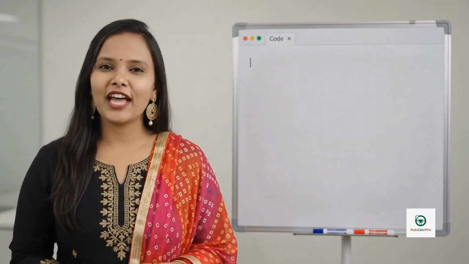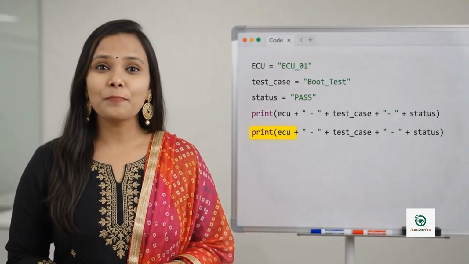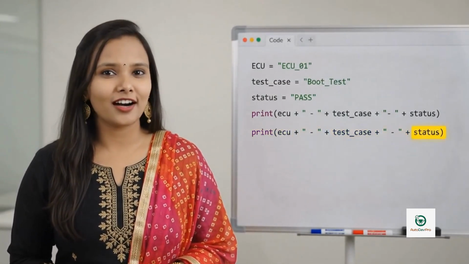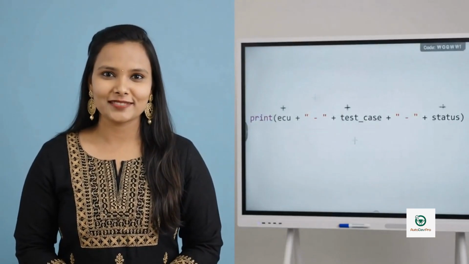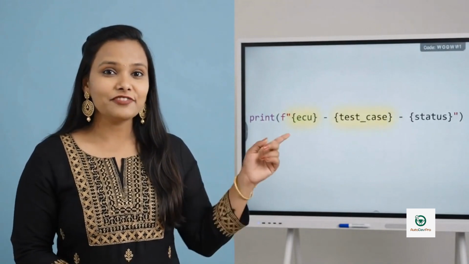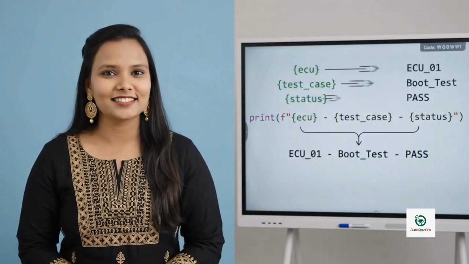But what happens when we have more than one variable? This works, but as your message gets longer, this becomes harder to read. Python gives us a much cleaner way to do this. It's called an F string. The F tells Python this is a formatted string. Anything inside curly braces gets evaluated and inserted into the text.